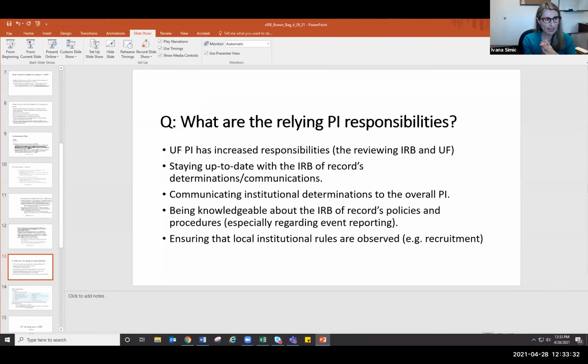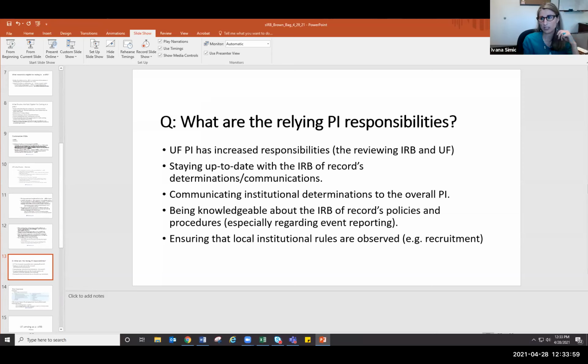Now, what about relying principal investigators' responsibilities and study team's responsibilities? Well, they increase by order of magnitude. Why? Because not only do you have to keep up with your local IRB and institutional requirements, but now you have to keep up with another IRB's requirements. So there are increased responsibilities that our local PI and study team have. And that's something that's underappreciated, I think.